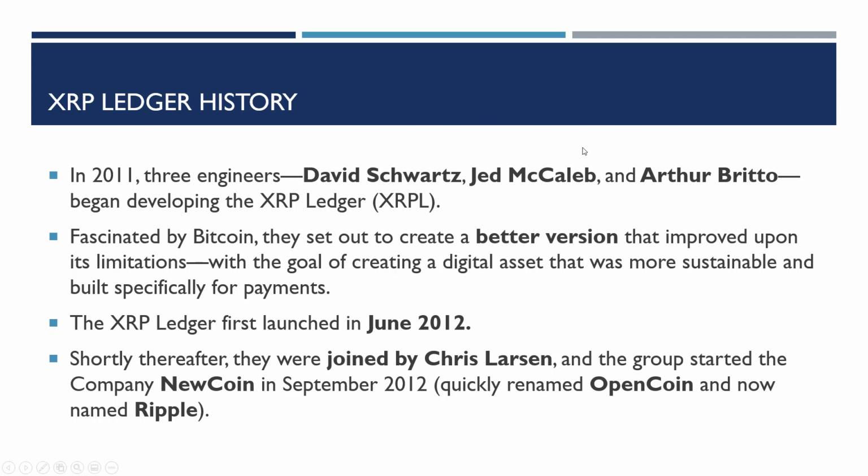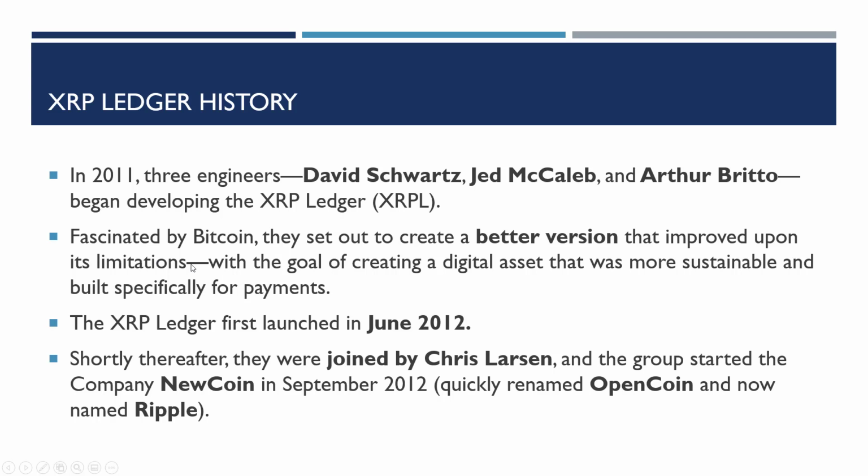We've got David Schwartz, Chet McCaleb, and Arthur Britto. These three people started developing the XRP Ledger. The reason behind it was that they really liked Bitcoin, and they decided to create a better version of Bitcoin. That's the basic idea, one that improved upon its limitations.